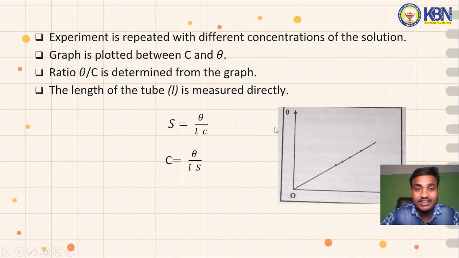With this formula, we can find out the strength or the concentration of the solution by varying this. C is the concentration of the solution, which is given by theta by L into S. In this way, we can find the specific rotation or the concentration of the given optically active solution. This instrument is called the Lorentz half shade polarimeter. With this, I am concluding the session.